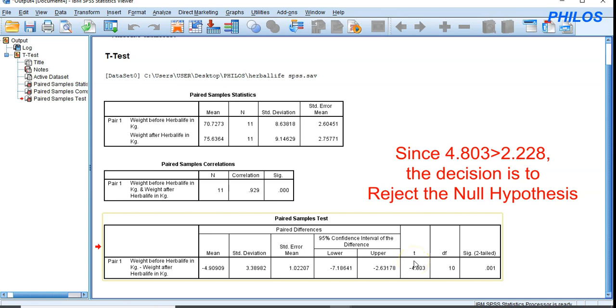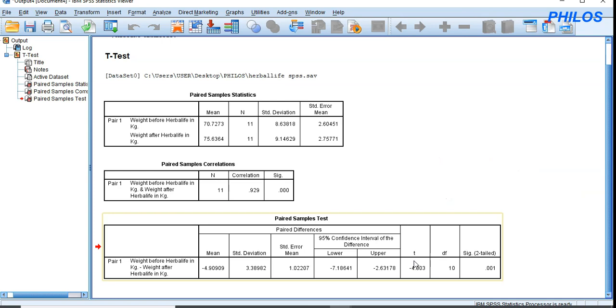So have you seen that we've ended up making the same decision we made using the p-value method? So we've rejected the null hypothesis, which says that the Herbalife product is not effective. So it means that we are supporting the alternate hypothesis, which says it is effective. Okay. Then let's look at the third method of making decision.